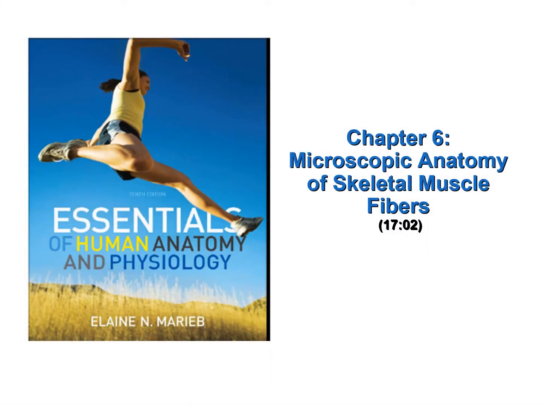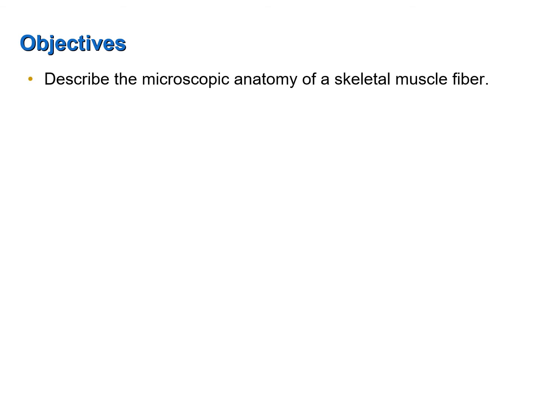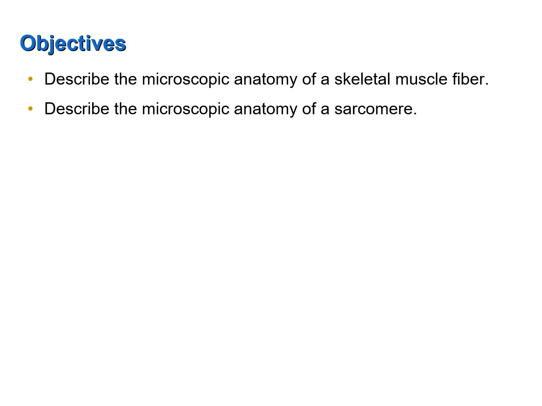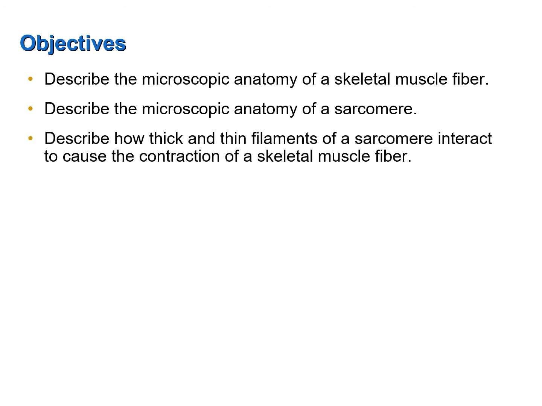Microscopic anatomy of skeletal muscle fibers is the topic of this screencast. This topic may be found in Chapter 6 of your textbook. The screencast was designed to help you achieve the following objectives: describe the microscopic anatomy of a skeletal muscle fiber, describe the microscopic anatomy of a sarcomere, describe how thick and thin filaments of a sarcomere interact to cause the contraction of a skeletal muscle fiber.